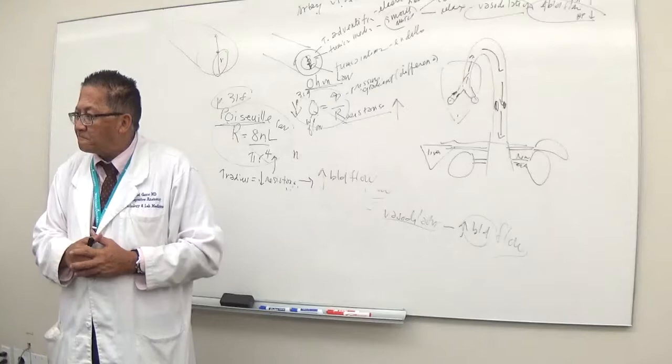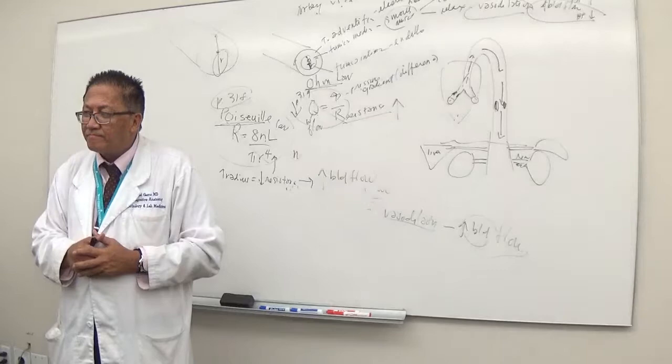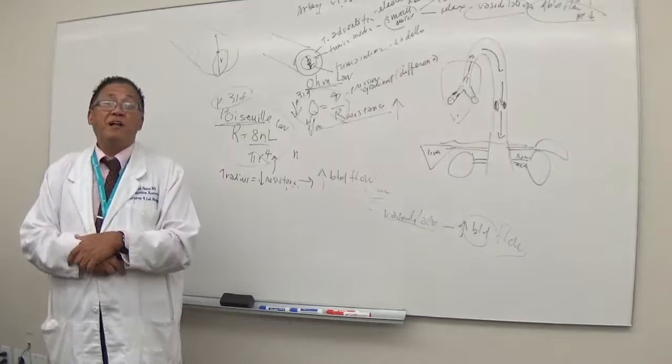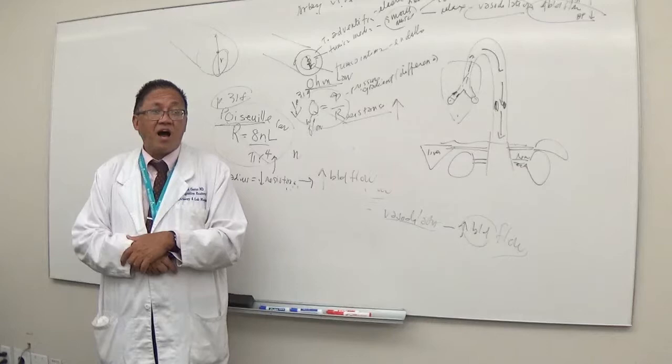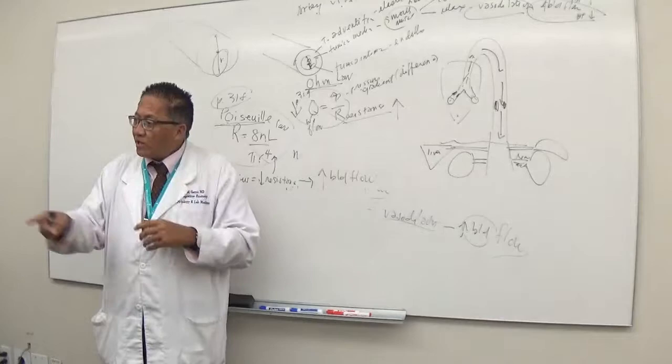P-O-L-Y-C-Y-T-H-E-M-I-A. I'll only say it once. I'm trying to conserve my ATP. I'm just kidding. Polycythemia is spelled P-O-L-Y, poly, C-Y, cy, T-H-E-M-I-A. If you have read the book, you should know how to spell it, right? And what exactly is polycythemia, my friend?